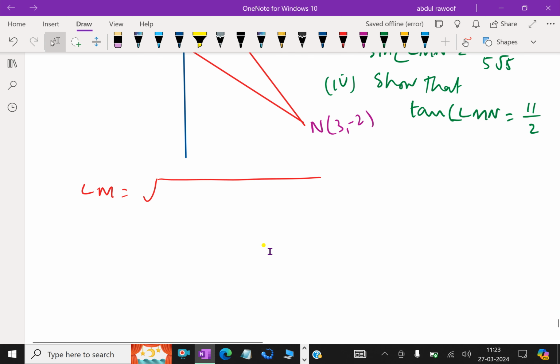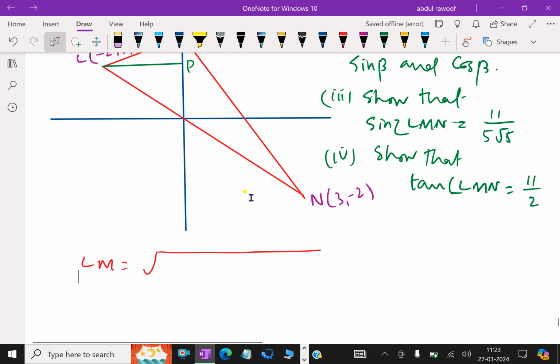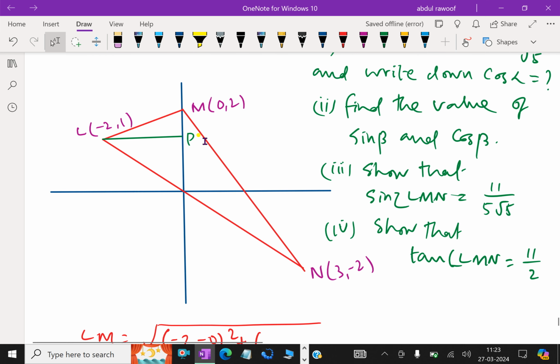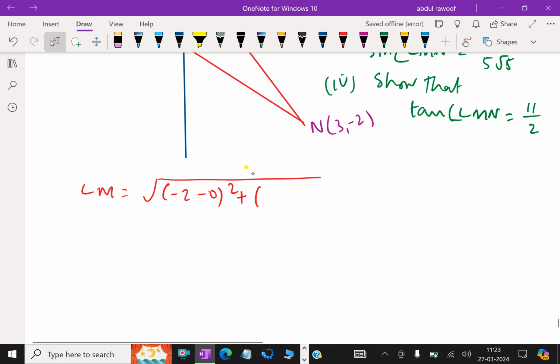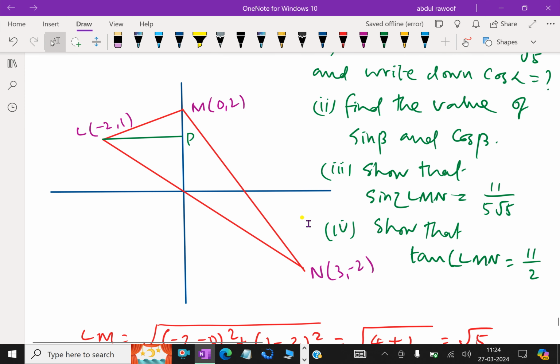The distance between the 2 points L and M is the square root of minus 2 minus 0, the whole square, plus 1 minus 2, the whole square, which is the square root of 4 plus 1. 1 minus 2 is minus 1, the square is 1, which equals root 5. That is LM. Next is MN.